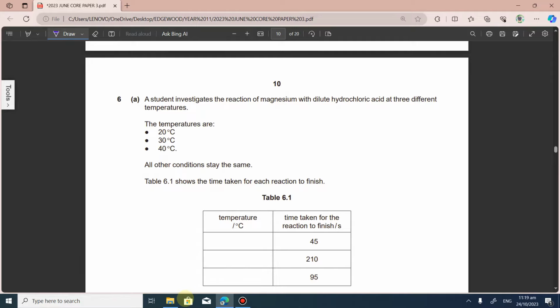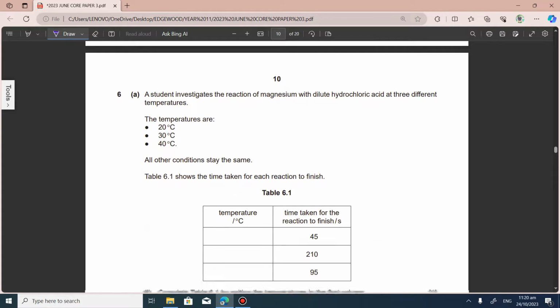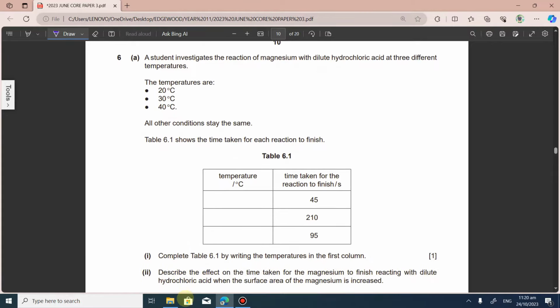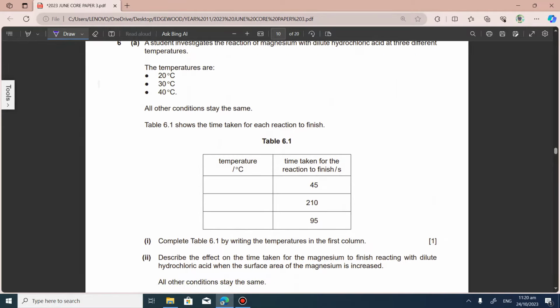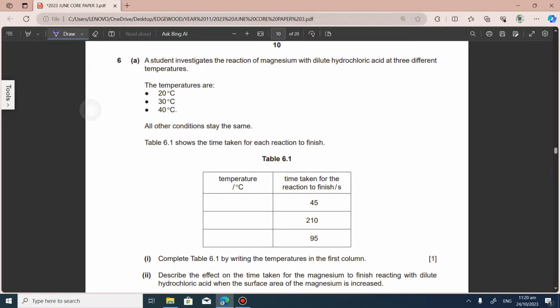Now question 6. A student investigates the reaction of magnesium with dilute hydrochloric acid at 3 different temperatures: 20 degrees Celsius, 30 degrees Celsius, 40 degrees Celsius. All other conditions stay the same. Table 6.1 shows the time taken for each reaction to finish. From your knowledge of rate of reaction, you know the higher the temperature, the shorter the time taken. So look at 45 seconds, 210 seconds, 95 seconds. Which of the time taken is the lowest here? 45.